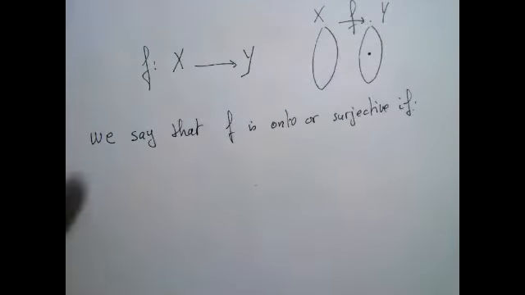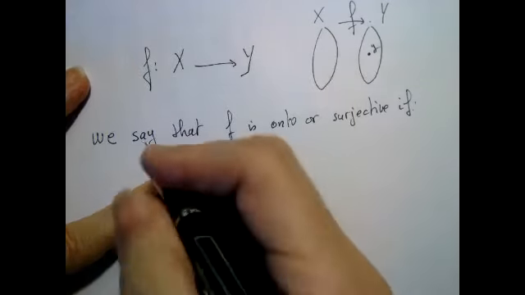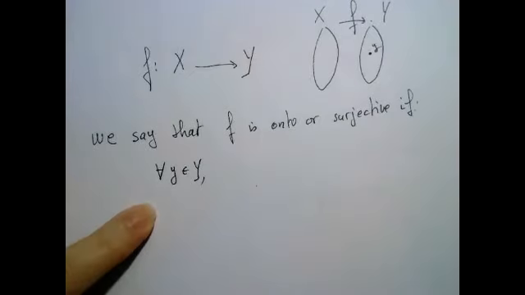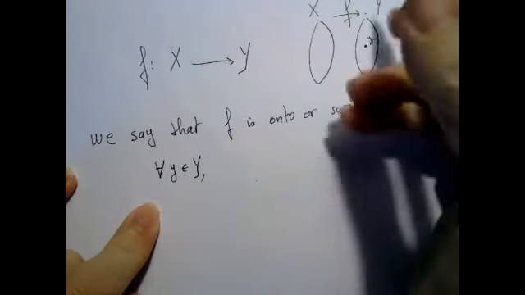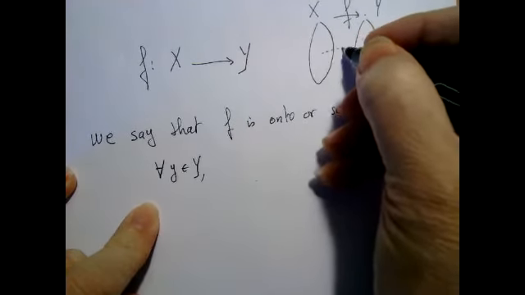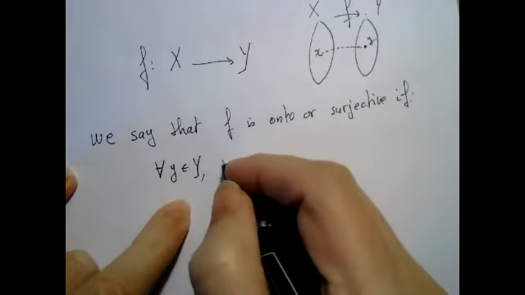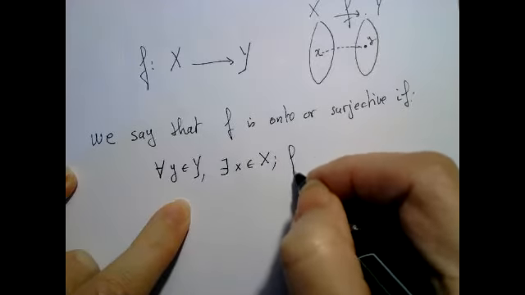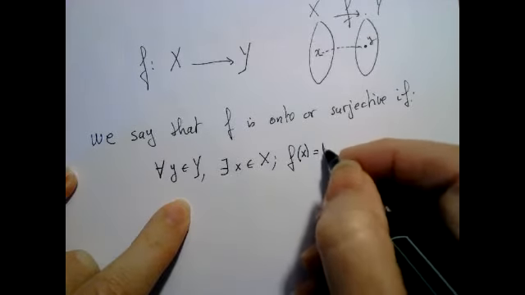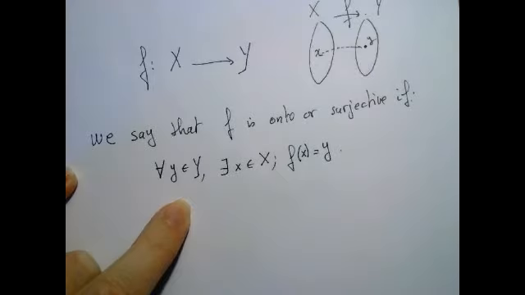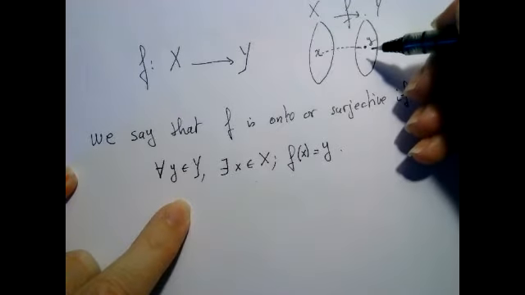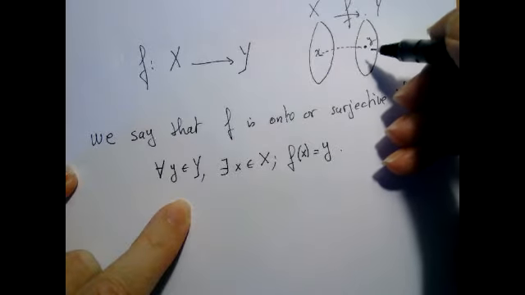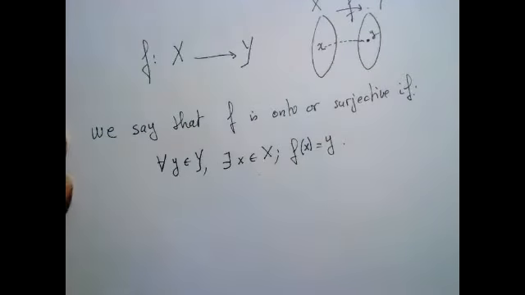So mathematically, what does it mean? If given any element y in Y, and that's really the definition I want you to internalize. Given any element in here, I can find an element in X, there exists x in X, such that f will map x into y. So that's the mathematical definition. Given any y in here, no matter what y is, I can find an x in X such that f maps x into y. So that's the formal definition of onto.